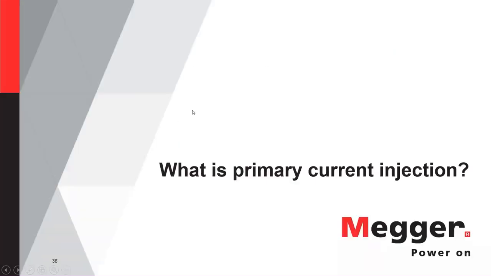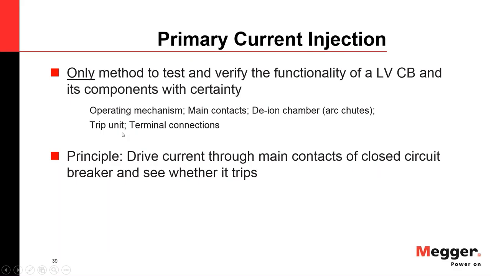So now that we know what circuit breakers are and what can go wrong and why we're testing, what is primary current injection? And as I said, Robert.